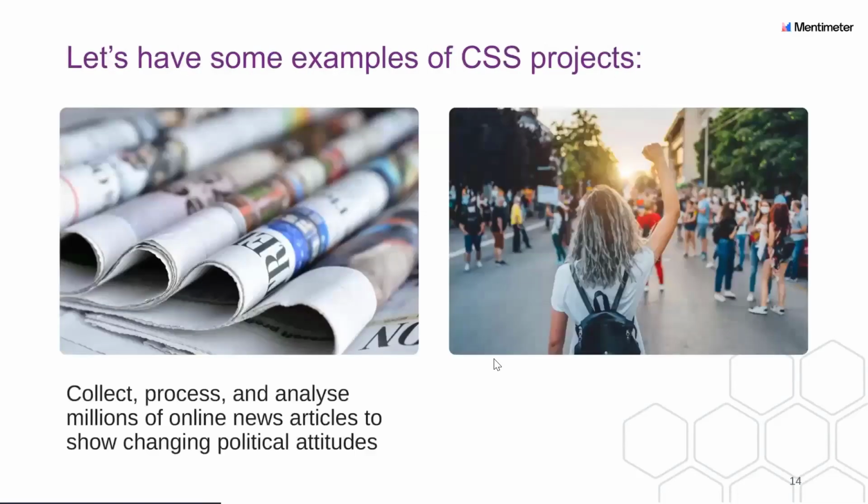Let's have some examples of what are computational social science projects. So one example that I thought of would be to collect, process, and analyze millions of online news articles to show changing political attitudes. So, for example, when did the word woke first appear in political editorials in a newspaper? Was it treated as a good thing or a bad thing? How did that change over time? Did it disambiguate? That would be a computational social science project.